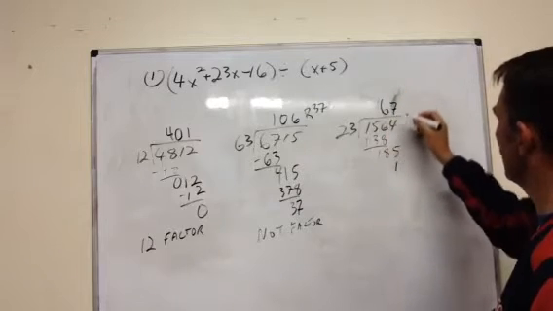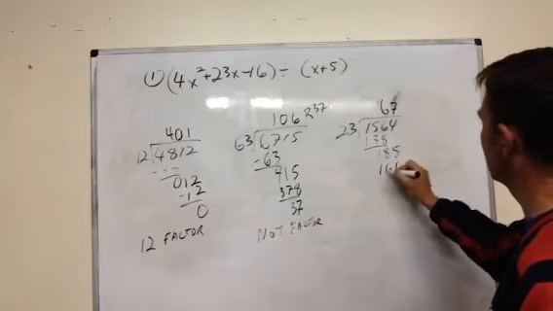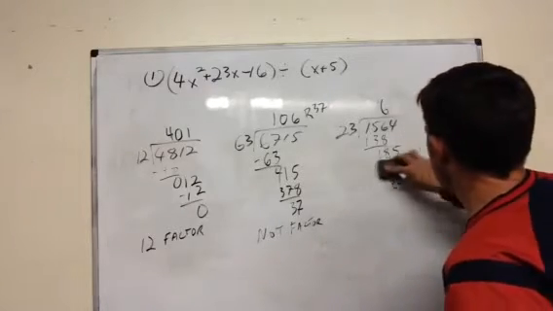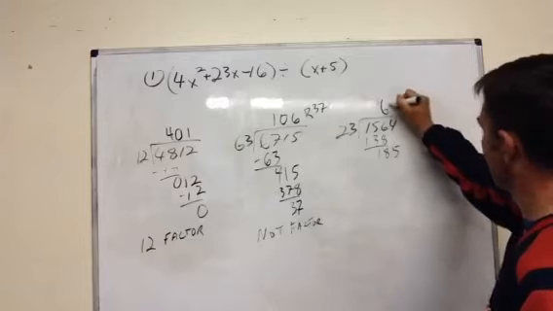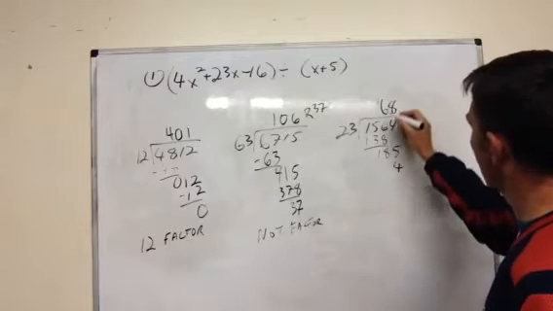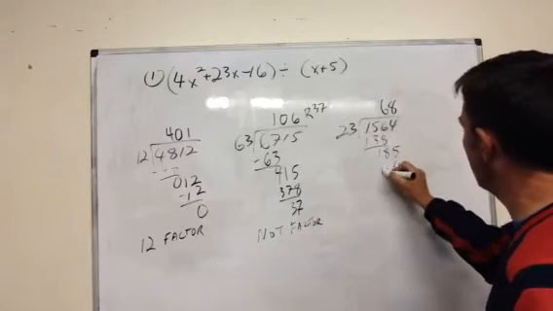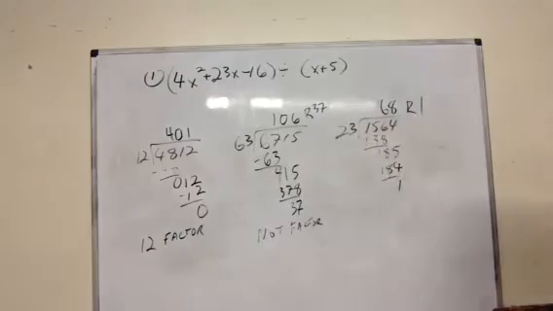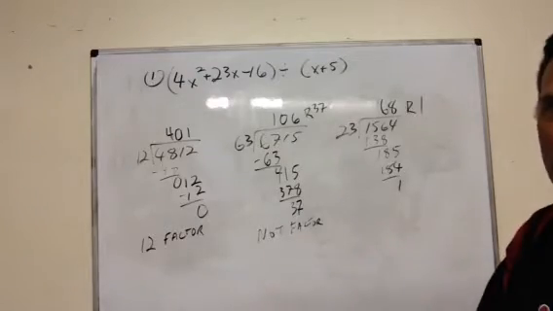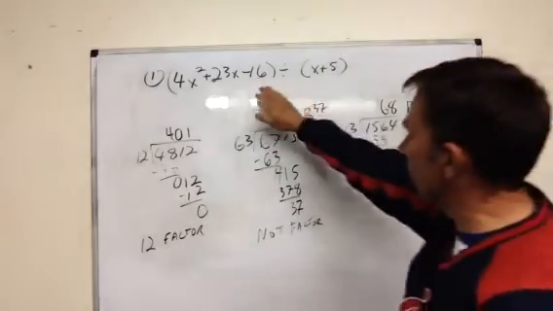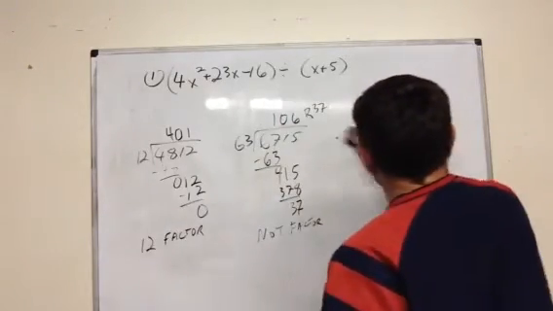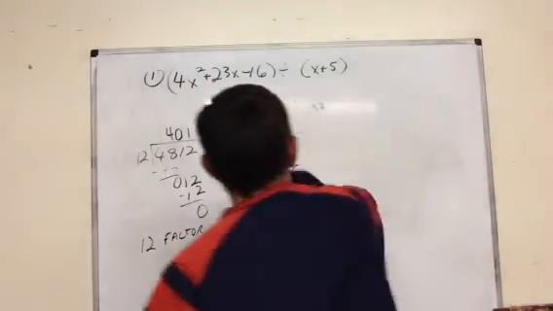7 times 3 is 21, carry 2, 7 times 2 is 14 plus 2 is 16. Whoop, we can go in more. We can go in 8 times. 8 times 3 is 24, carry 2, 8 times 2 is 16 and 2 is 18. We get a remainder of 1. So 23 is not a factor of 1564. So that's a nice little review of long division. Now, how does that work here? It works very similar.